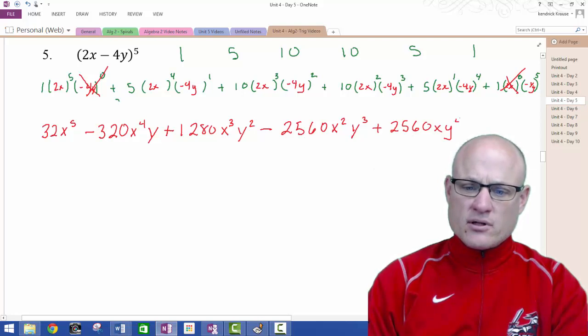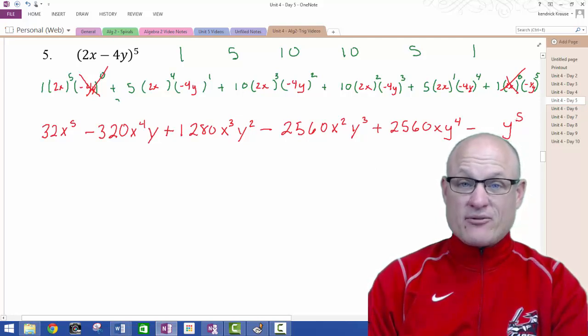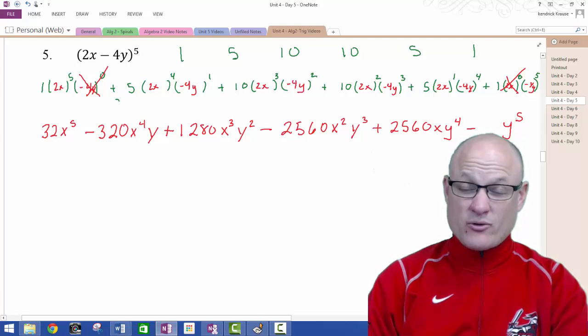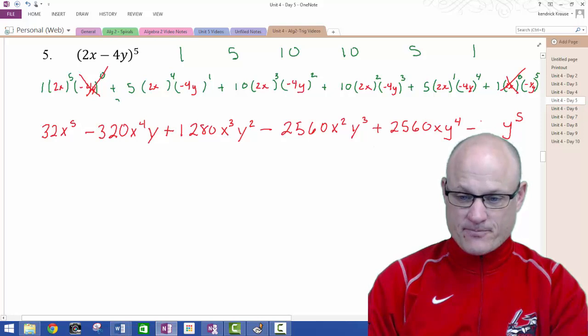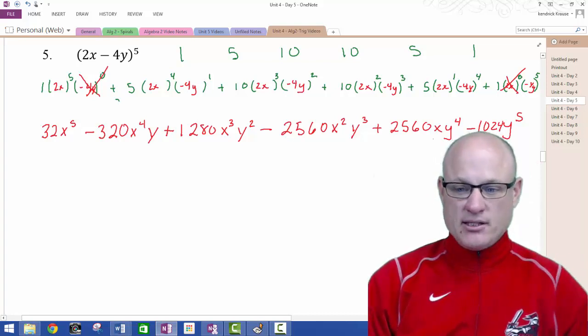4. And then now we've got a minus. Now I know it's y to the 5th. I just have to figure out what negative 4 to the 5th power is. Well, negative 4 to the 4th power is 256. Double that, I get 512. Double that, I get 1024. Those of you in computer science, those numbers ought to make sense to you. 1024. Done. All right. Woohoo.